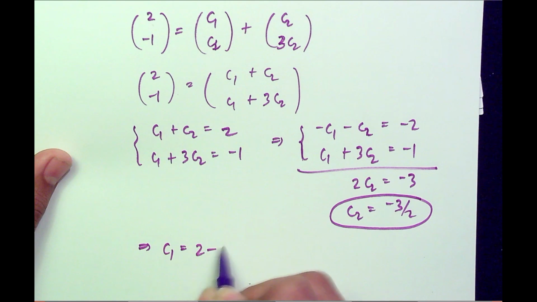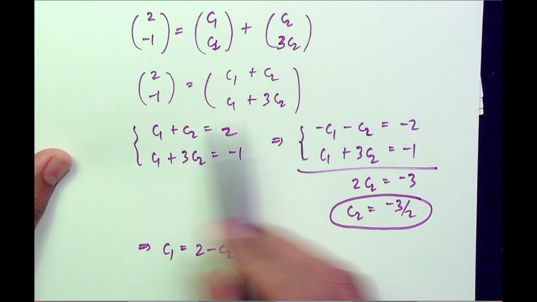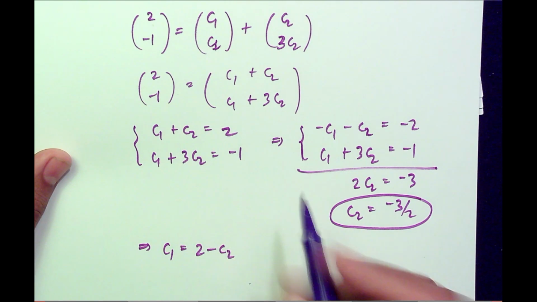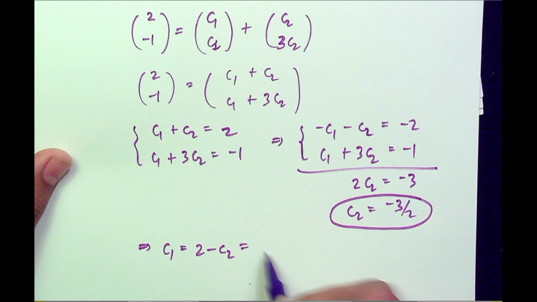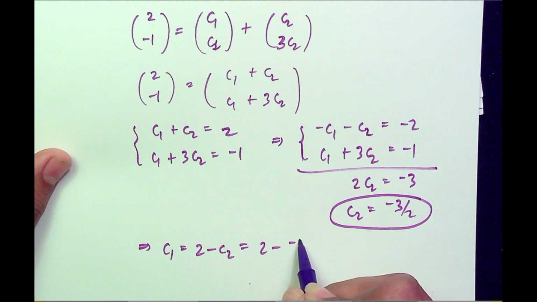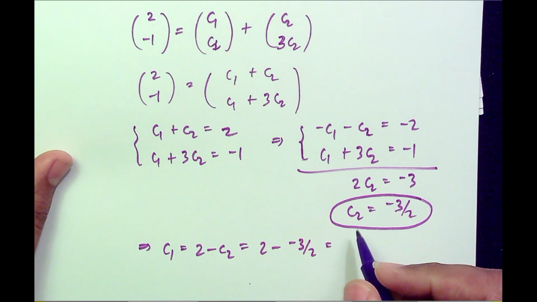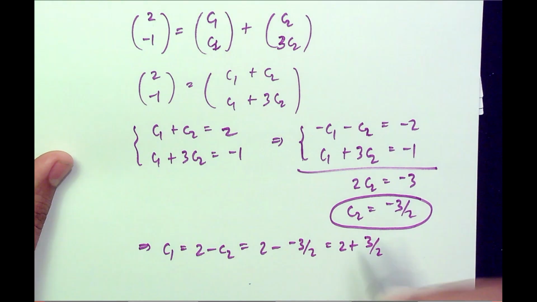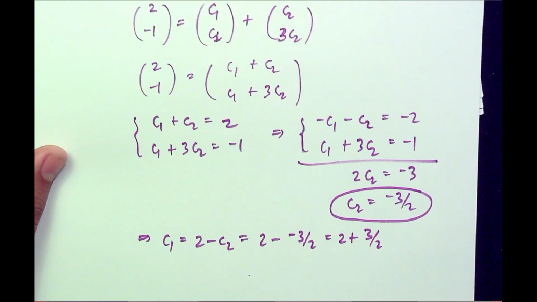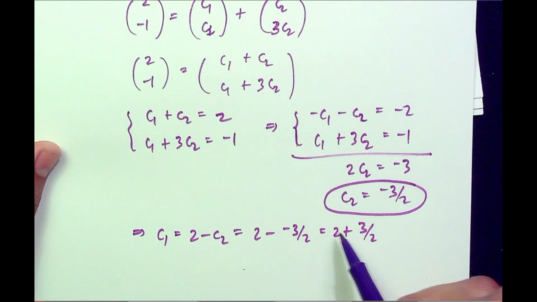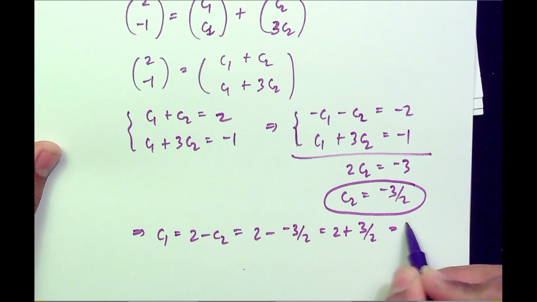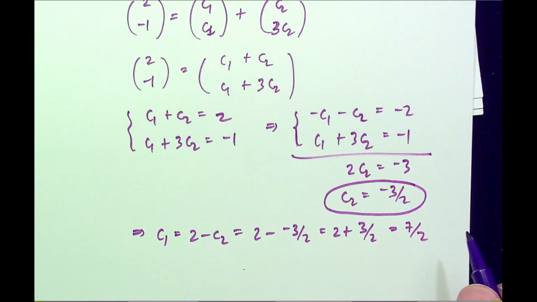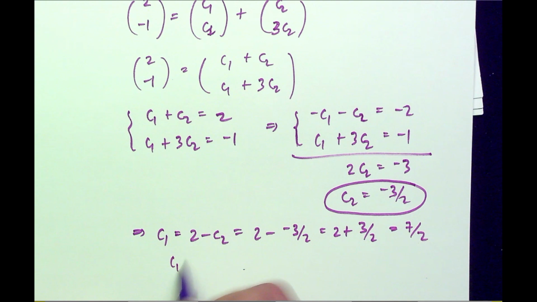c1 equals 2 minus c2. So we just move the c2 to the other side, you get c1 equals 2 minus c2. But we just found that c2 equals negative 3 halves. So 2 minus negative 3 halves is the same as 2 plus 3 halves. And then finally, common denominator would be 2. So it would be 4 over 2, and then it would be 7 over 2. So c1 equals 7 over 2.